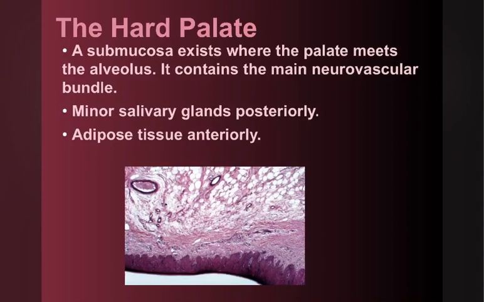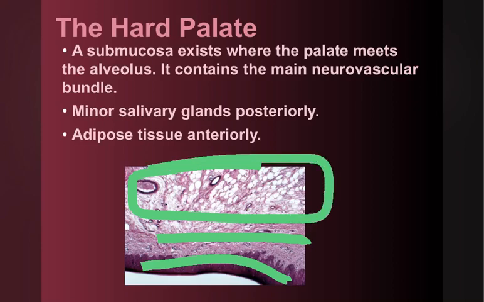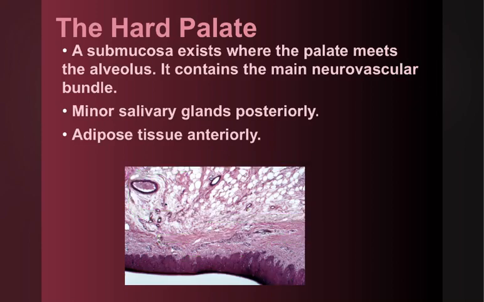Here, in this section, you see we have epithelium, lamina propria, and then we have submucosa. The submucosa is fatty in nature. You see fat cells, adipocytes, which are the main characteristic of the submucosa. This is known to be in the anterolateral region of the hard palate, I mean the oral side of the hard palate.